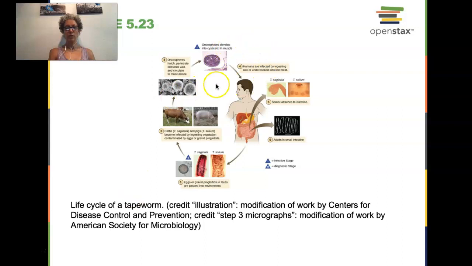Tapeworms, we would get it by ingesting undercooked meat. They are shed in fecal matter, could get in waterways. Cattle and pigs ingest the vegetation that's been contaminated by those feces, and then the life cycle can continue.